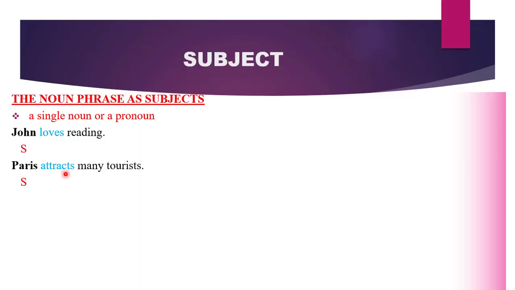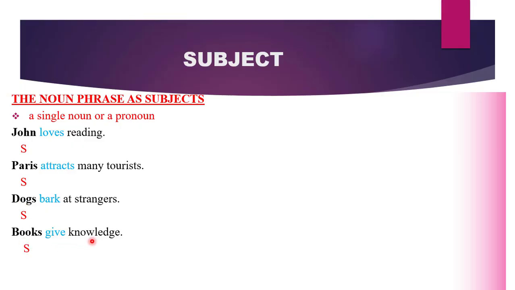Paris attracts many tourists. What attracts many tourists? Therefore, Paris is functioning as our subject and it is a single noun. In the third sentence, dogs bark at strangers. Which element is performing the action in the sentence? So to identify your subject, simply ask yourself, what is performing the action in the sentence? And the answer is dogs. Dogs is our subject and it is a single noun.